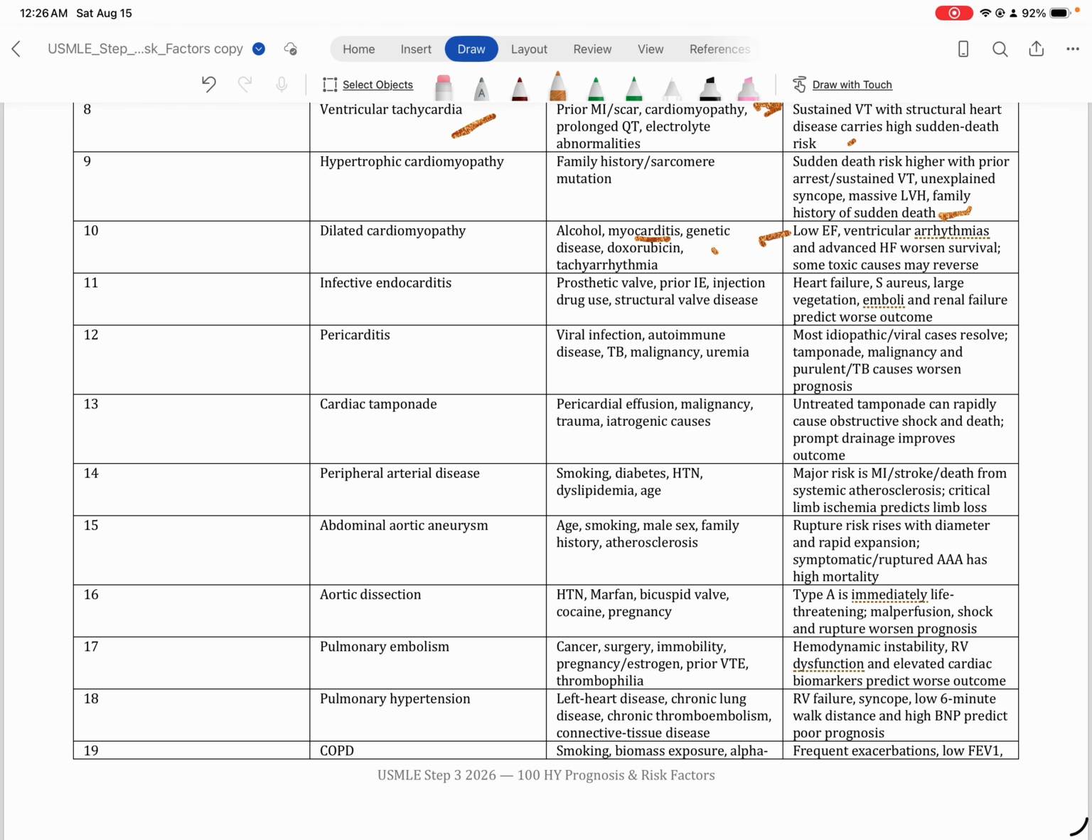Okay, next one is infective endocarditis. Risk factors for infective endocarditis are prosthetic valve, prior infective endocarditis, injection drug use, and structural valve disease. Prognosis of infective endocarditis is worse with heart failure, Staph aureus, large vegetation that may be present around the valves, emboli, and renal failure that predict worse outcome.